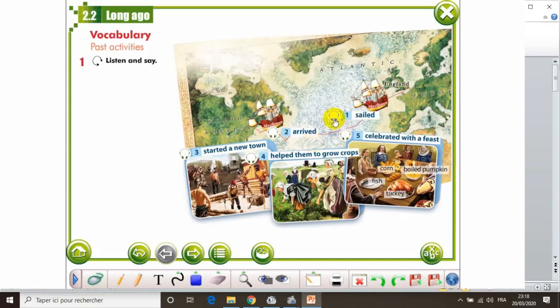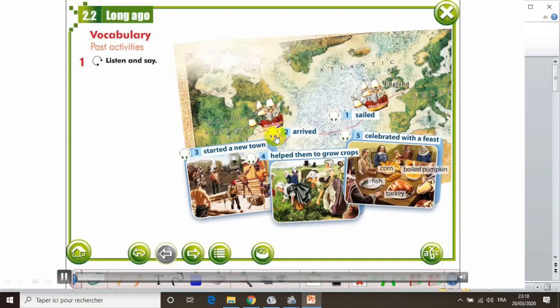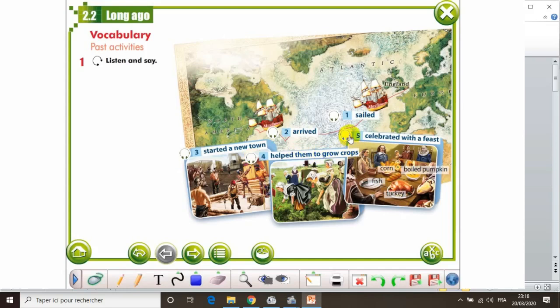Sailed. Arrived. Started a new town. Helped them to grow crops. Celebrated with a feast. Okay, I repeat. Sailed. Arrived. Started a new town. Helped them to grow crops. Celebrated with a feast. Right.